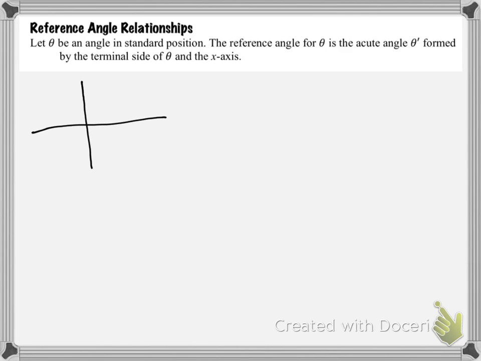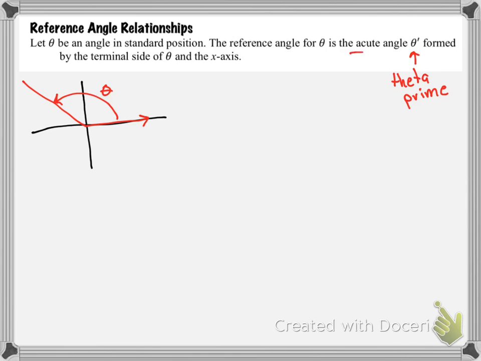I'm going to put it over here in quadrant 2. Okay, so there's my theta right there. The reference angle for theta is the acute angle. We call this theta prime. We would read that as theta prime for the reference angle.